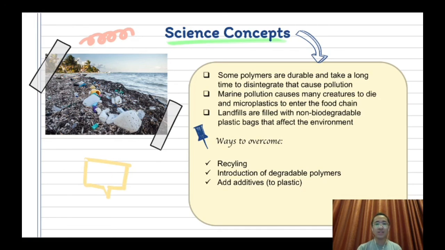So how do we actually overcome this problem? So there are 3 ways to overcome it. The first one, what you can do as the main purpose of this project, is basically you can recycle the polymers into other products or the same product, and then you can also introduce degradable polymers so that they can easily disintegrate. Other than that, you can add additives to plastic.